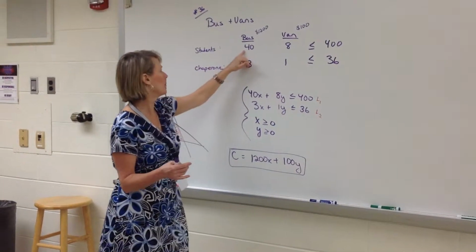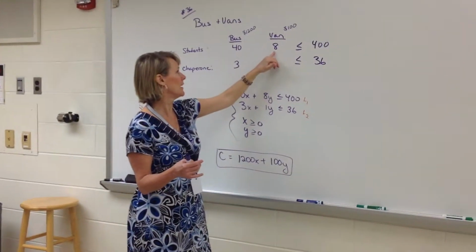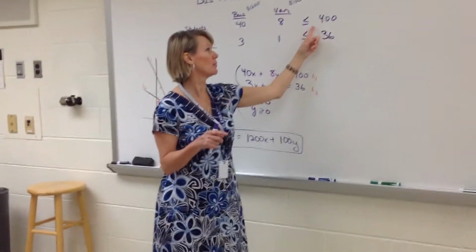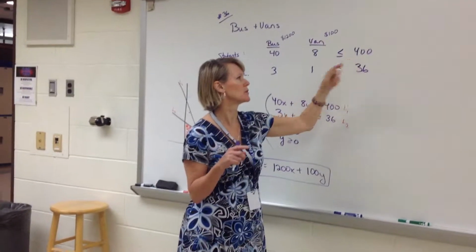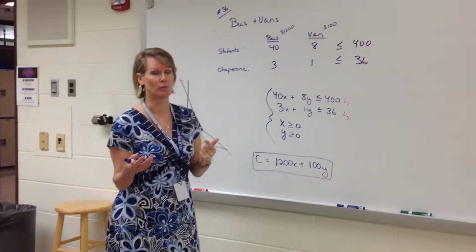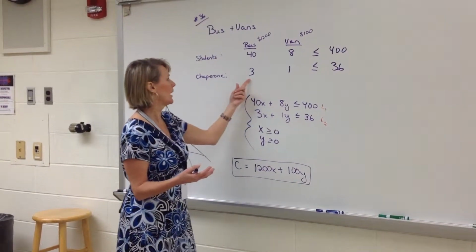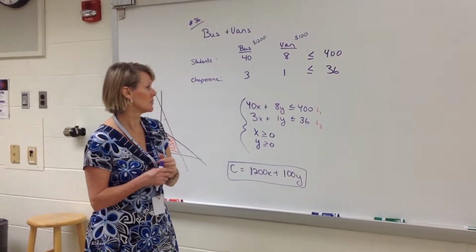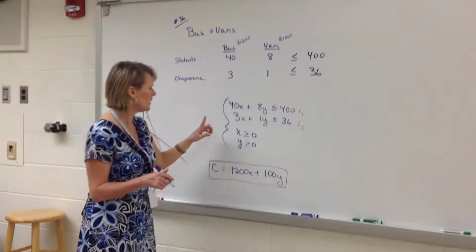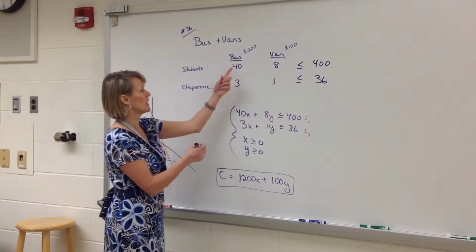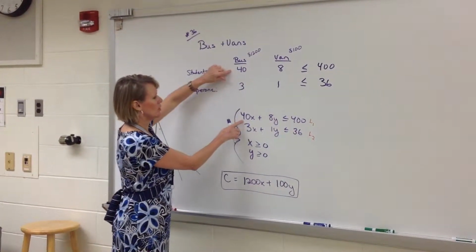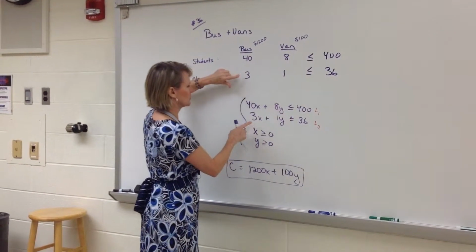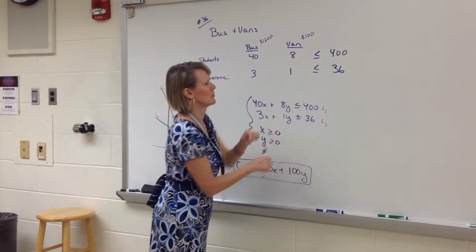So I had a bus can hold 40 students, and a van can hold 8 students, and I want to take at most 400 students, so it has to be less than or equal to 400. And then the chaperones, I can take 3 and 1, and I want to take at most 36 chaperones on my trip. Obviously we can just assign these variables. So I did 40x plus 8y is less than or equal to 400, and 3x plus 1y is less than or equal to 36.